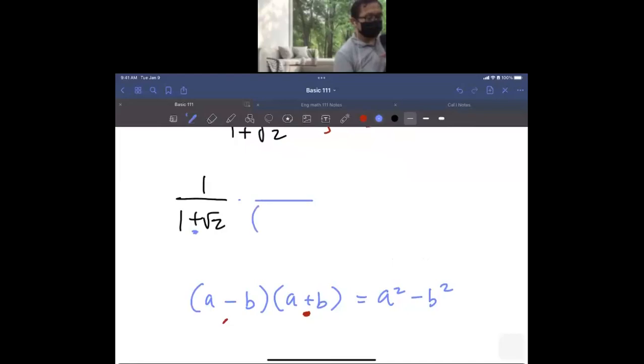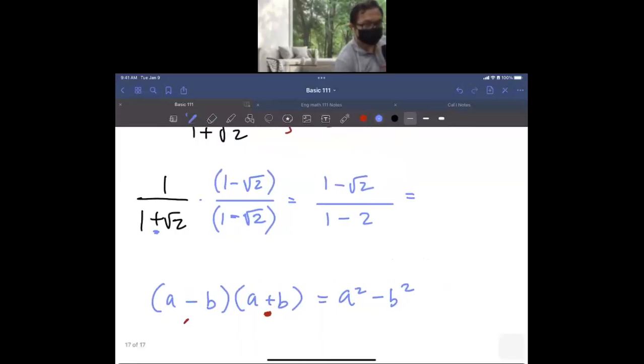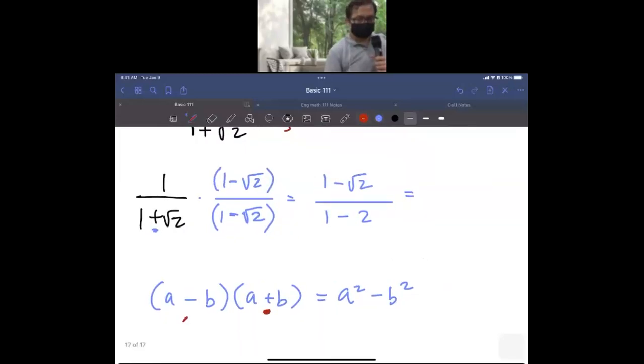Okay? So we are going to multiply the denominator, at least, with this. And of course, the top will be the same, because we're just changing the form, not changing the value. Okay. So this will be 1 minus 2, and this will be 1 minus square root of 2, or we could say this is going to be negative 1. So the whole thing will be divided by negative 1. So we will have square root of 2 minus 1. Okay.